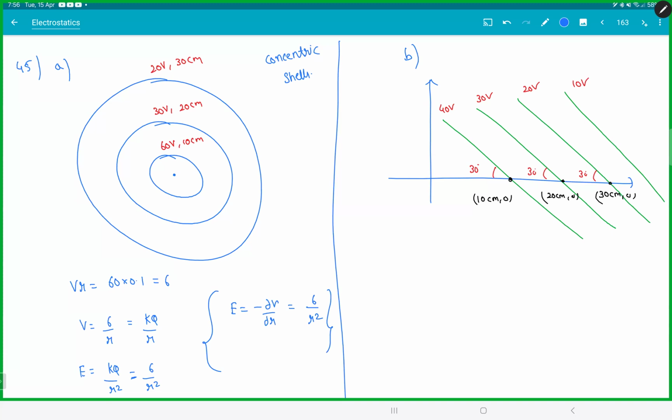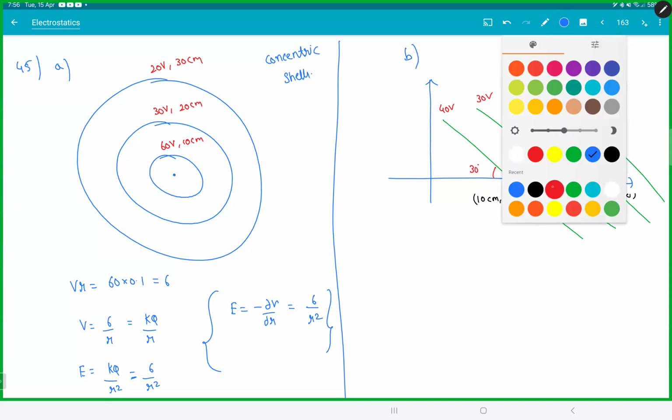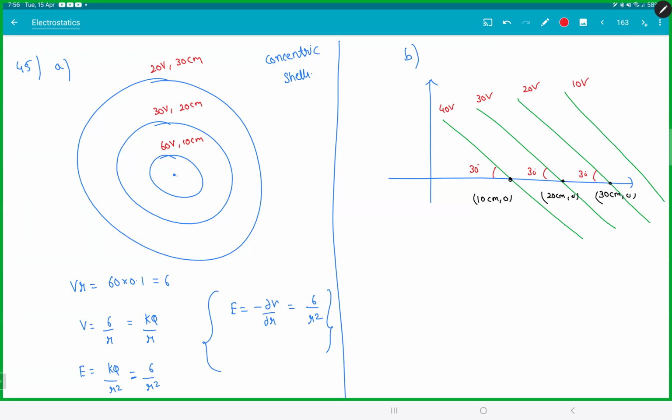And then what about the direction of the field? Now we know the field lines will be radially away, but which way? Are they going in or coming out? Again, remember the statement, in the direction of the field, the potential decreases. What is the potential? 60, 30, 20. It is decreasing, right? So field lines must be going away. Are you getting how we did that? So the important thing is to understand there's a sequence V into R is constant. Then you'll get it.